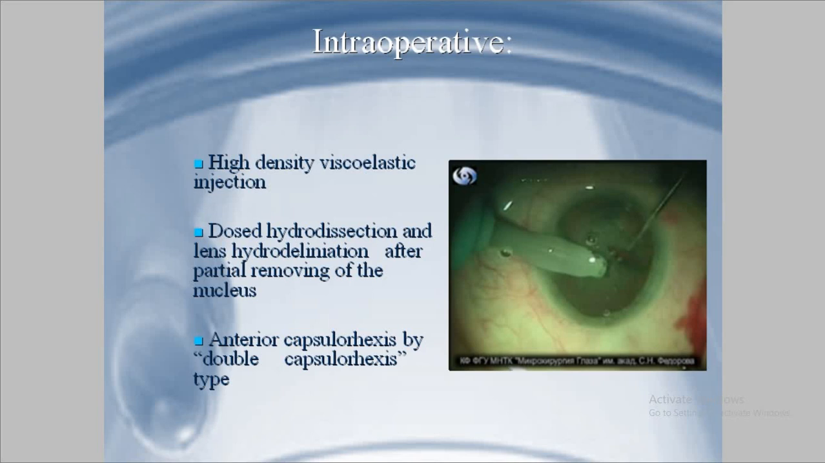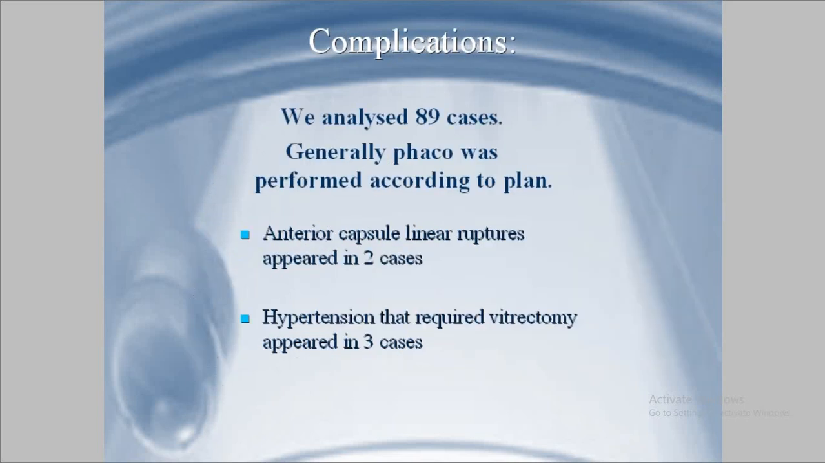Dosed hydrodissection and lens hydrodelineation in case of hard cataract was performed after partial removing of the nucleus, synechia division, rigid pupil dilatation using a spatula, which allowed to achieve sufficient mydriasis for phacoemulsification by phaco-chop. Elastic IOLs were implanted.